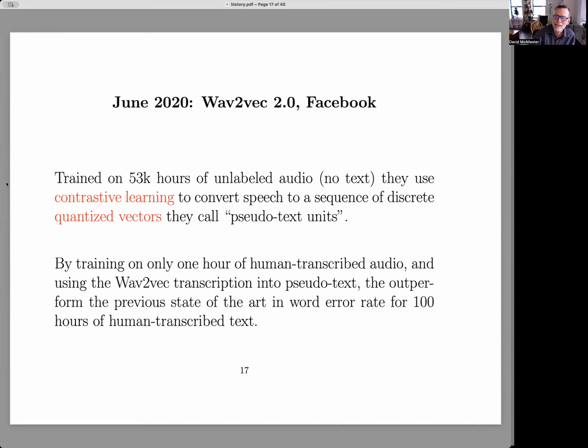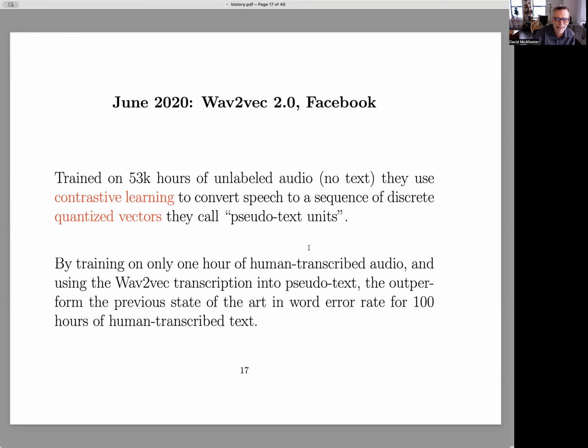So wav2vec is a system that will take just pure sound, no sound and transcription pairs, and learn phonetic units. They call them pseudo-text units, automatically. And it's closely related to something called vector quantized variational autoencoders. The big progress in variational autoencoders came when people started doing vector quantization. And that vector quantization is analogous to what happens when you learn the phonemes of a language.